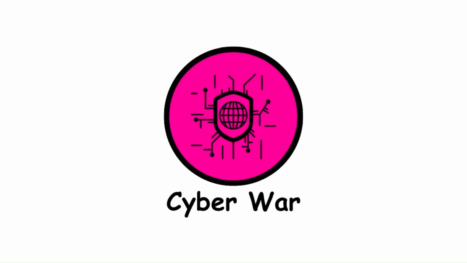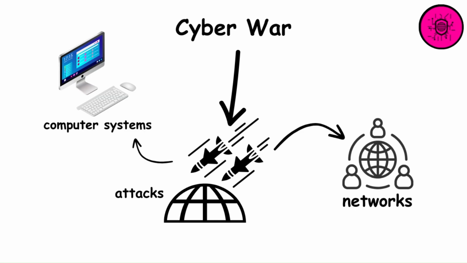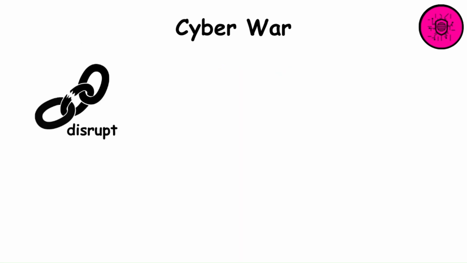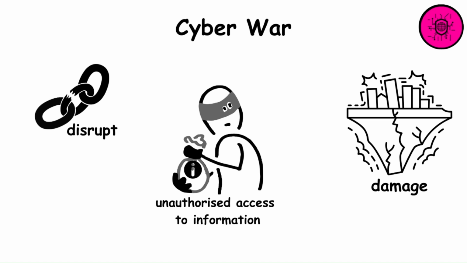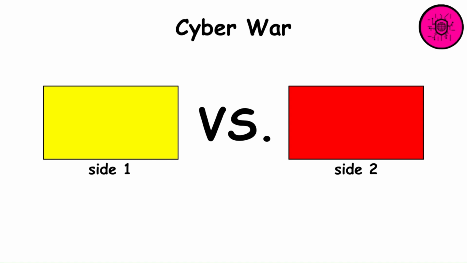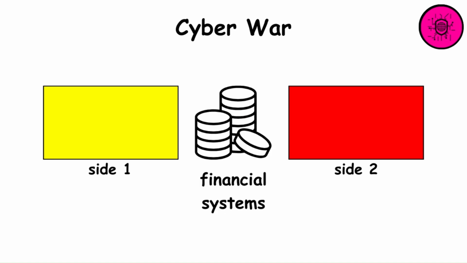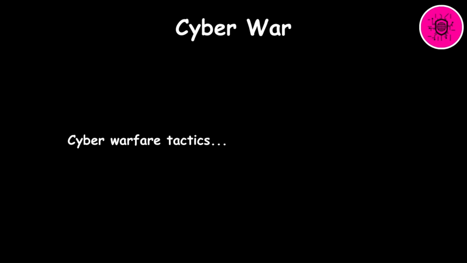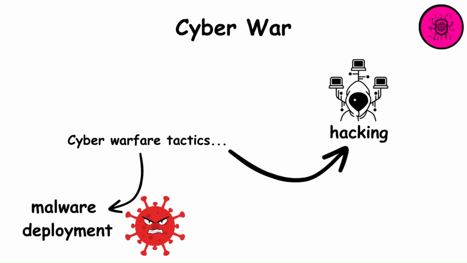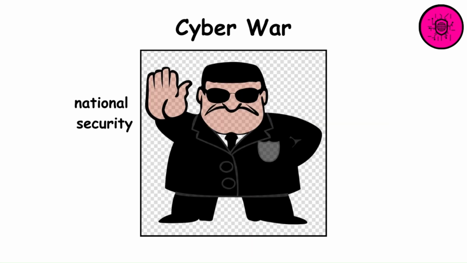Cyber war. Cyber war involves attacks on computer systems and networks by state or non-state actors to disrupt, damage, or gain unauthorized access to information. It's a form of conflict where the battlefield is digital, with opponents targeting critical infrastructure, government networks, financial systems, and military assets. Cyber warfare tactics include hacking, malware deployment, denial of service attacks, and information manipulation. These attacks can severely compromise national security.